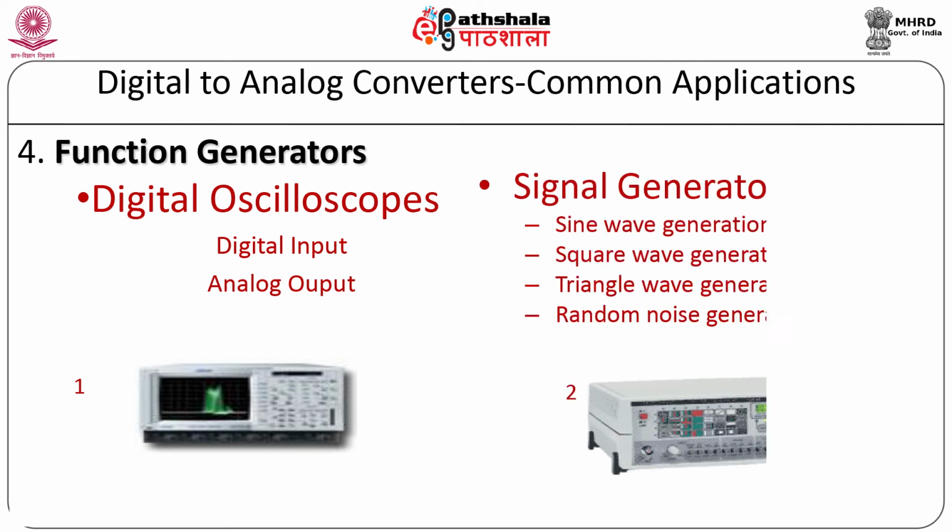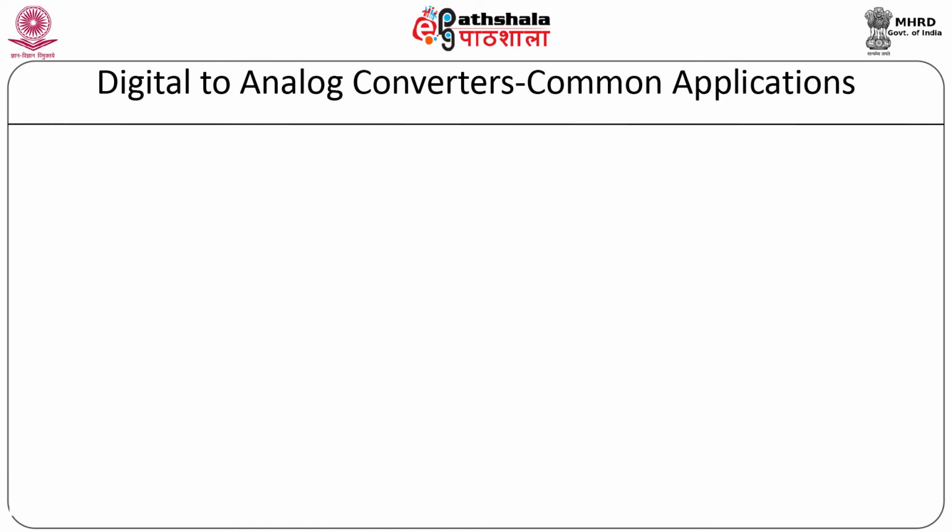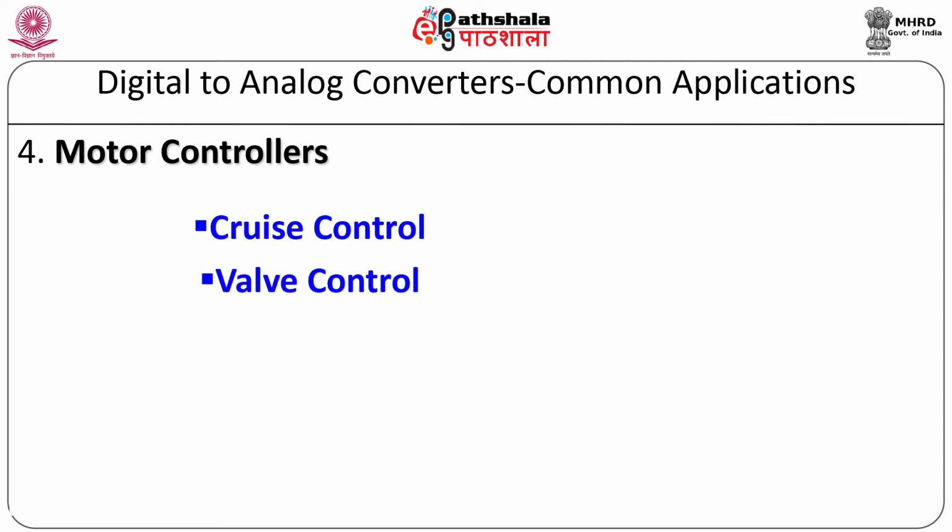Even signal generators will have digital control, and depending upon the digital input we can generate a sine wave, square wave, or triangular wave from signal generators. DACs also find application in motor controllers, where we can control very precisely the speed of motors and their direction by controlling digital data. A few examples are the cruise control, the valve control and the motor control.